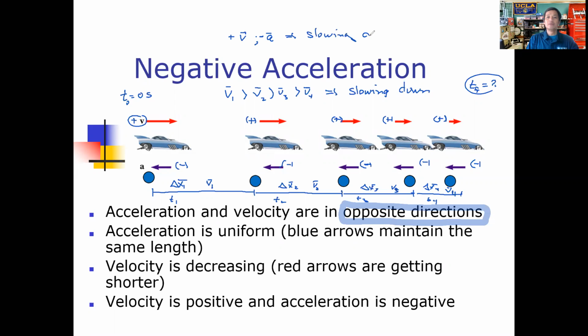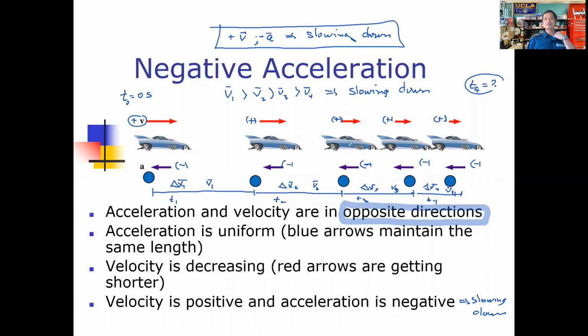And that's what you want to look for when you make that determination of whether an object is speeding up or slowing down. So with that said, when the velocity is positive and acceleration is negative, the object is slowing down. We pointed that out up above, so make sure you keep this in mind right here. Opposite signs, slowing down.